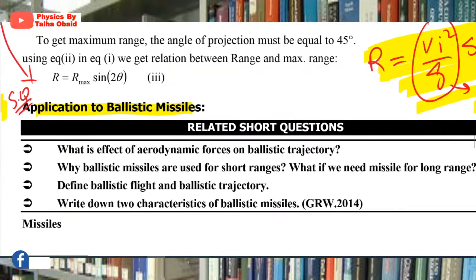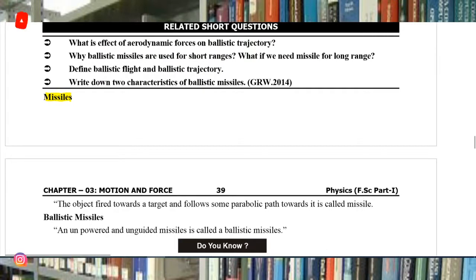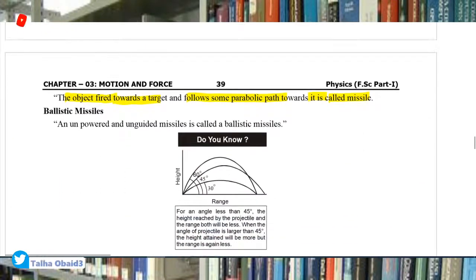Okay. First of all, we must know what a missile is. A missile is something which is fired towards some target and it follows some kind of path like a parabolic path and just hits the target or tries to hit the target. So what is a missile? A missile is the object fired towards the target and it follows some parabolic path towards it, and this is called a missile. Now our topic is ballistic missile.